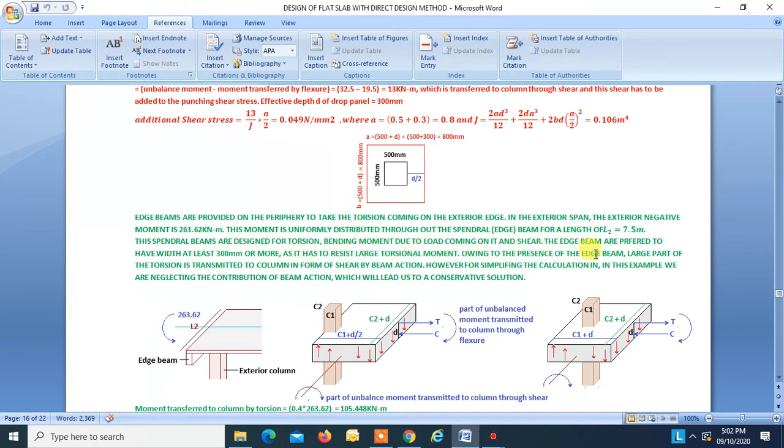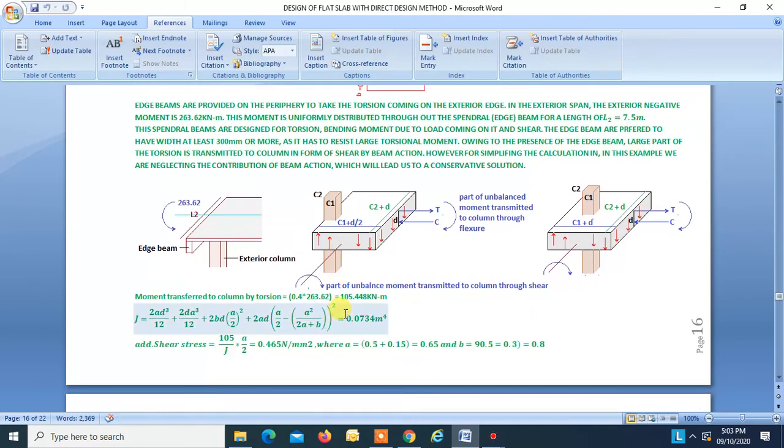Owing to the presence of the edge beam, the large part of torsion is transmitted to the column in the form of shear by the beam action. However, for simplifying our calculation in this example, we are neglecting the contribution of beam action, which will lead us to a conservative solution. So we are neglecting the effect of edge beam load. That is, we are only considering the slab for transferring this torsion as shear, which will give us a conservative solution. But for ease of calculation, for this example, we are doing so.